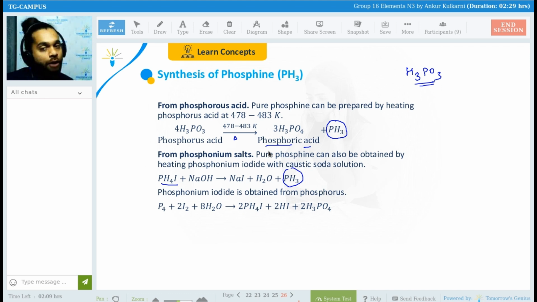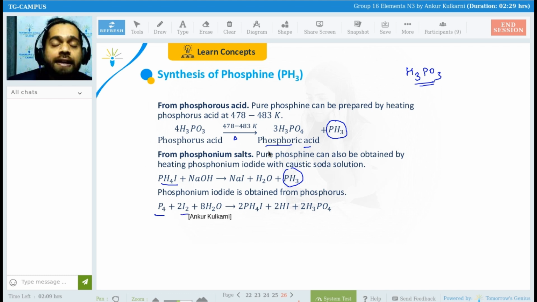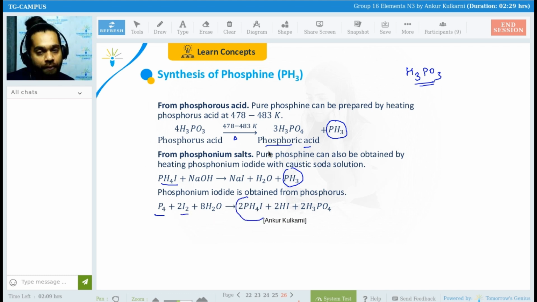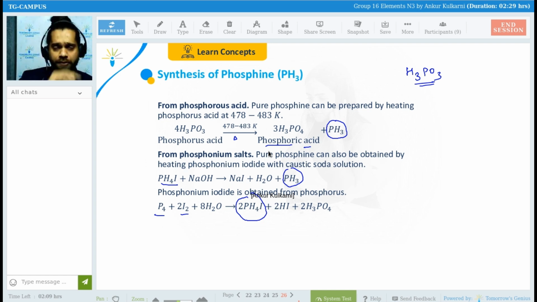Simple. And how do we prepare this phosphine? We just simply react phosphorus and iodine, add water, and you'll get the phosphine. Okay, not phosphine, sorry, phosphonium iodide.